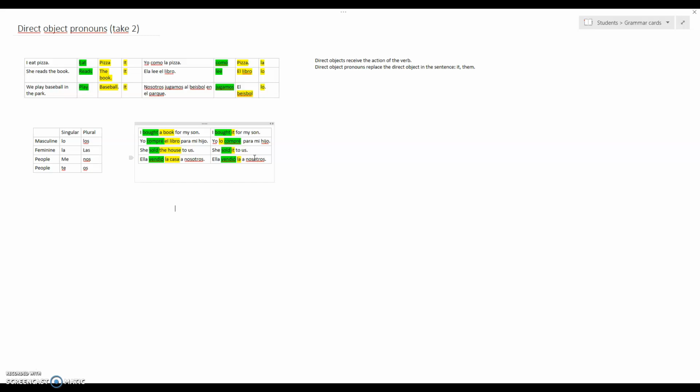Again, just like I said for the first sentence, we cannot have direct object pronouns or any kind of pronoun after the conjugated verb. So we've got to move that to before the conjugated verb. Ella la vendió a nosotros.